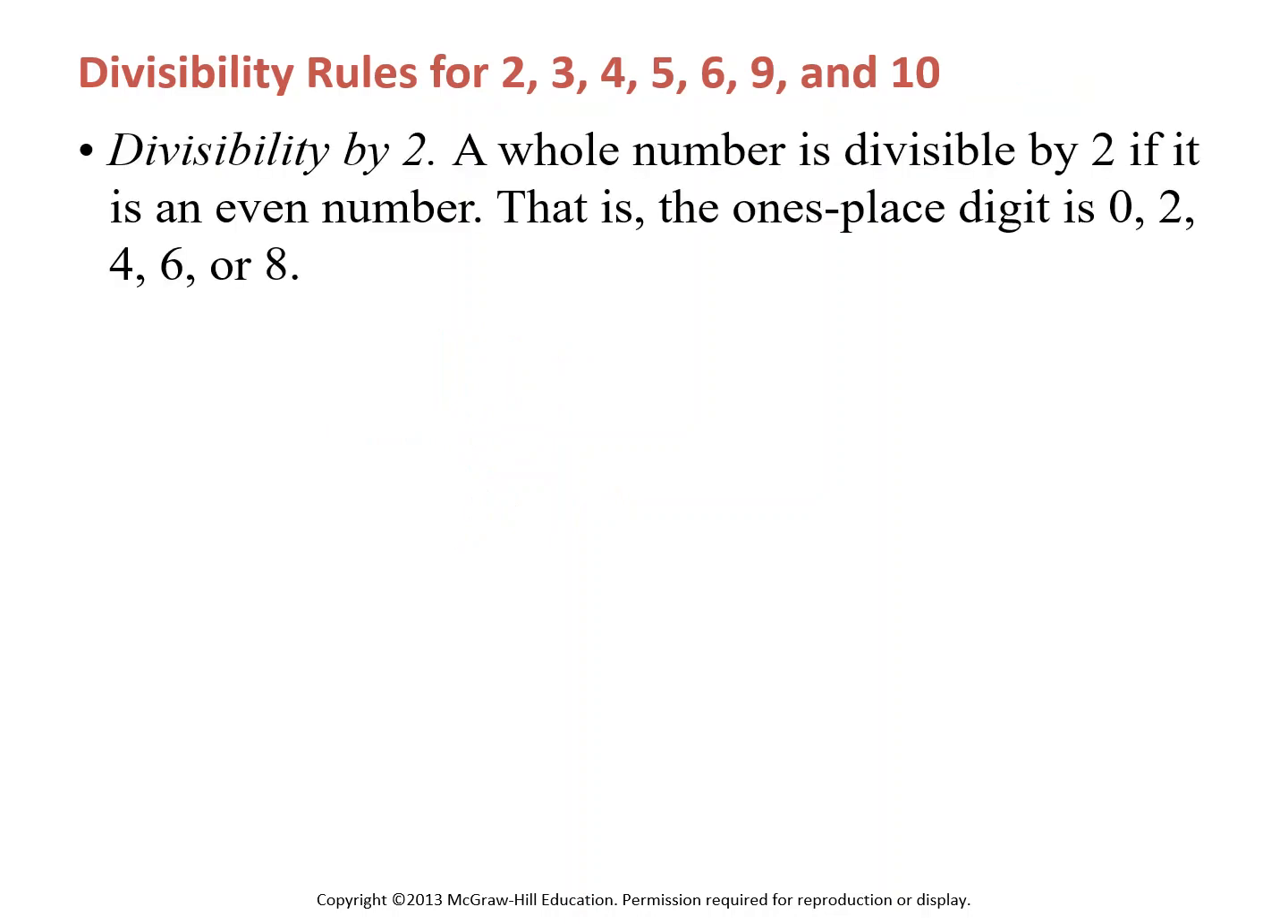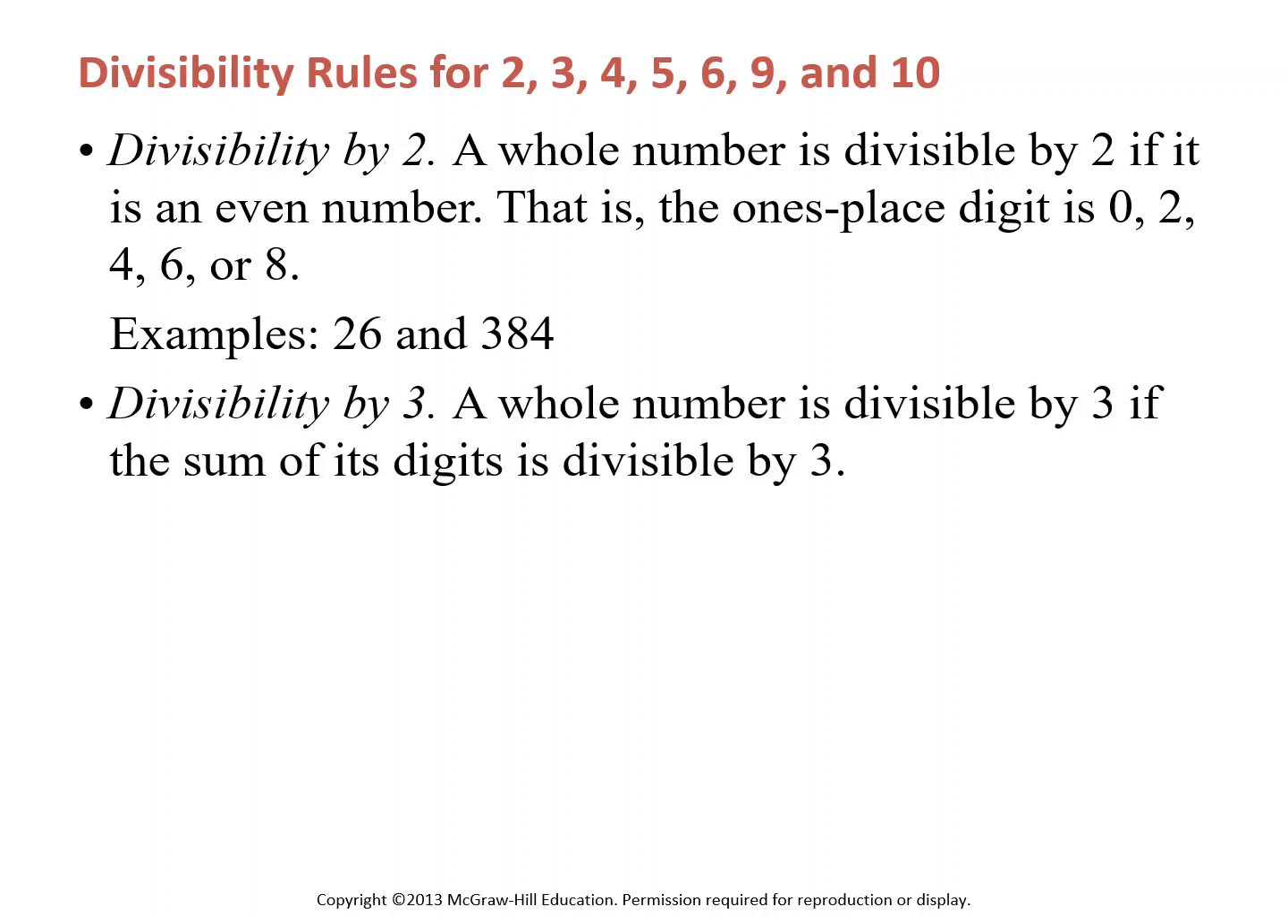To help us find factors of numbers, we can look at divisibility rules. And we know a number is divisible by 2 if it's an even number, meaning it ends in 0, 2, 4, 6, or 8. Examples: 26 and 384 are divisible by 2.